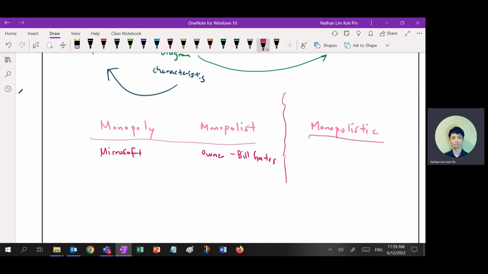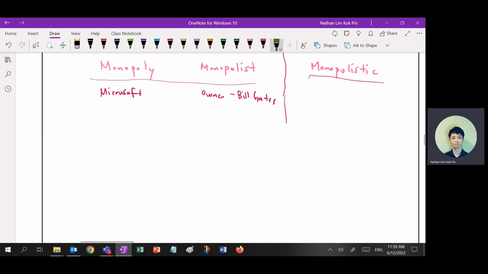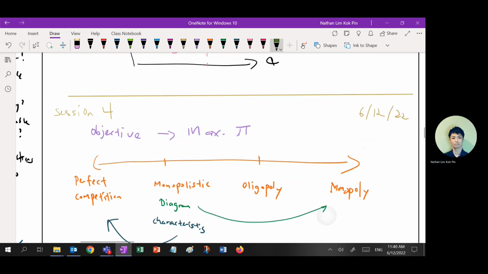So make sure that when you read the question next time, you see whether it's monopoly, monopolist, or monopolistic. Otherwise, you will surely draw wrongly, regardless of how much you practice drawing. Make sense or not? Confirm? Okay.